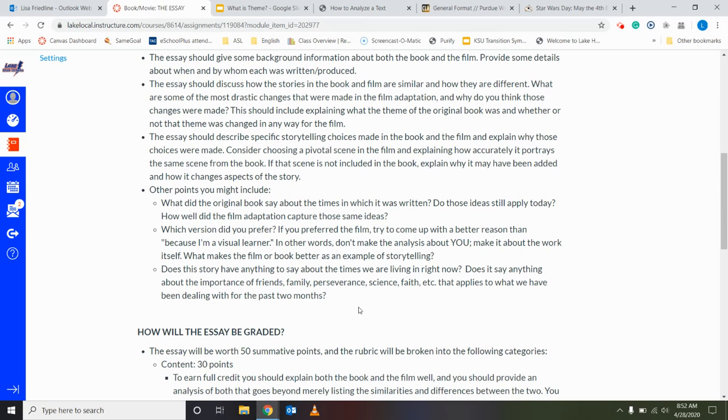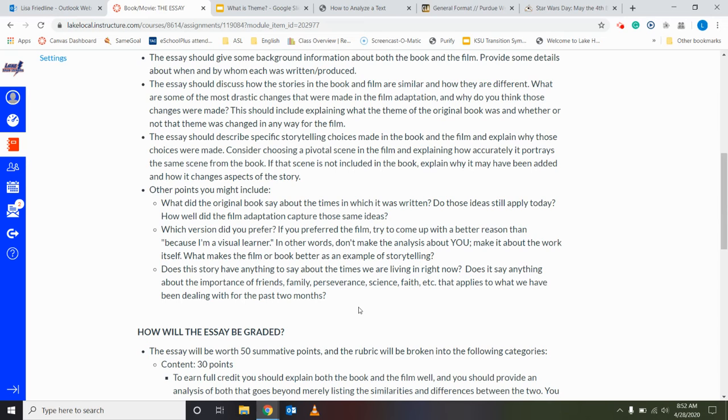Okay. But try to come up with a better reason than just "I'm a visual learner." All right. It's not about you, it's about the work itself. So, what made the film better than the book as a storytelling device, or what made the book better than the film as a storytelling device?